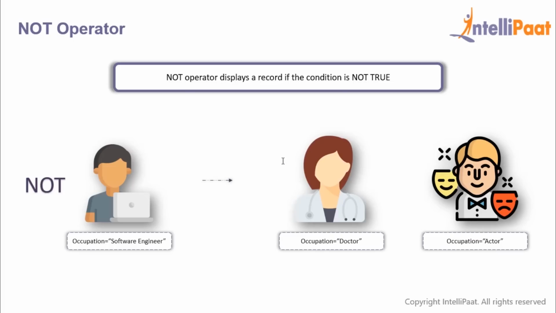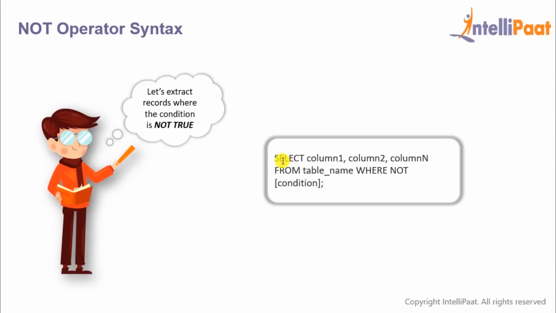And finally we have the NOT operator. With the NOT operator, we can extract those records where the condition is not true. For example, if I wanted to extract all those records where the occupation of the person is not equal to software engineer, then I'll use the NOT operator. So let's have a look at the syntax of the NOT operator. Here we follow up the where clause with the NOT operator and then give the condition.